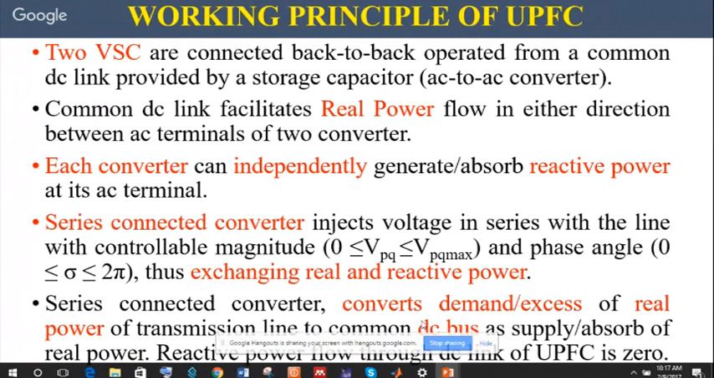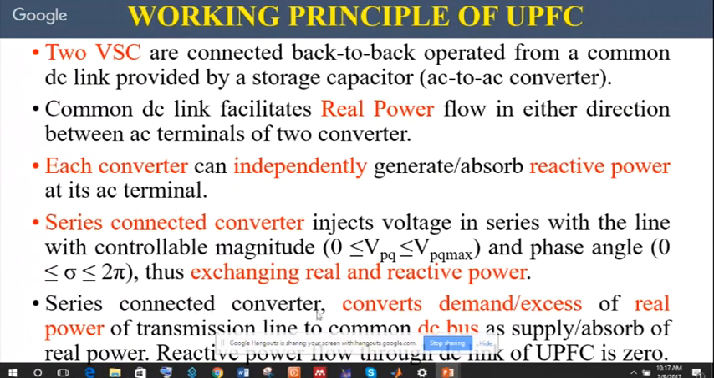So those parameters will be measured by the controller of the series converter, and will be split into direct axis and quadrature axis components, and the real part of the power will be converted from AC to DC and will be given to the capacitors. Have you followed this?